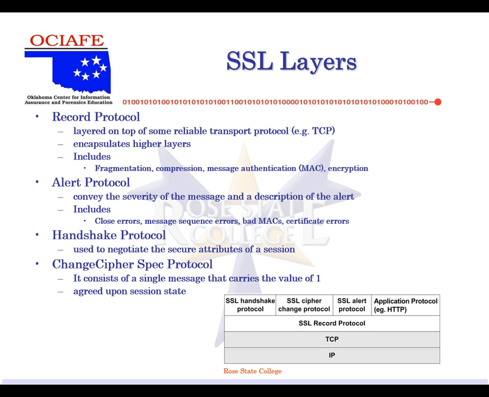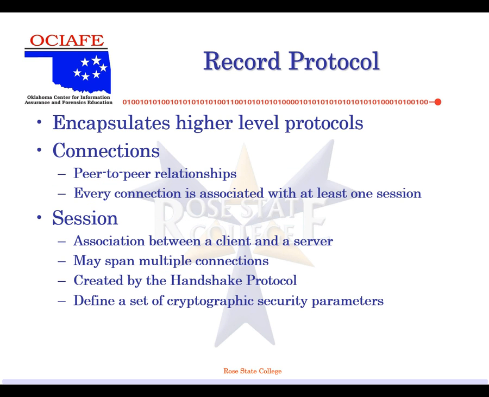SSL, we have the record layer, on top of some protocols. I'm not really worried about you knowing the layers here. We have the alert protocol, which conveys the security mechanism, the handshake protocol, the change cipher specification. We'll see some examples of this in a minute. The record protocol encapsulates higher ones. We have the connection, which is the peer-to-peer, and then we also have the sessions.